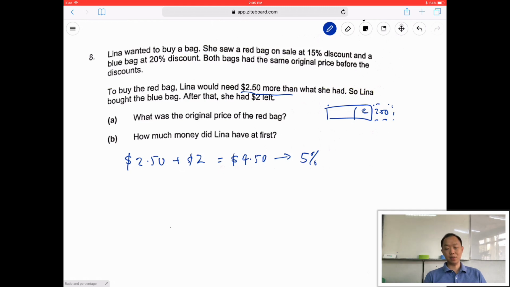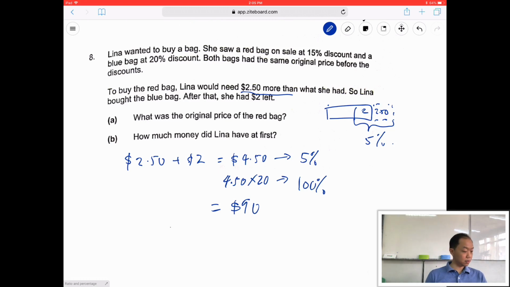And what's the difference in the percentage? The discount difference is 5%. So $4.50 is 5%. Okay, so what's the original price for the red bag? 5% is $4.50, and I want to find 100%, so I just take 4.50 times 20. That's $90. Correct or not? Awesome.